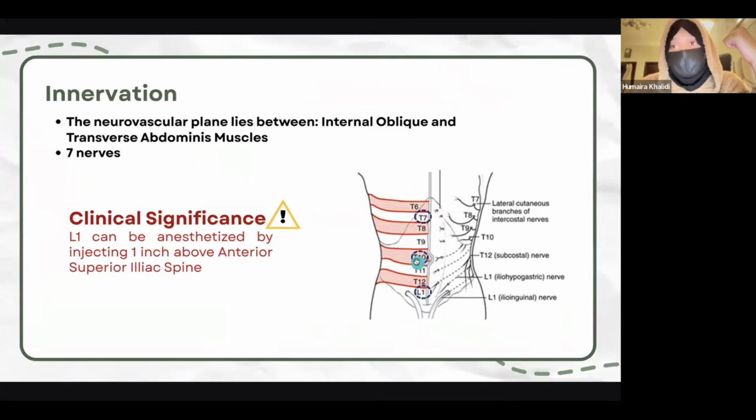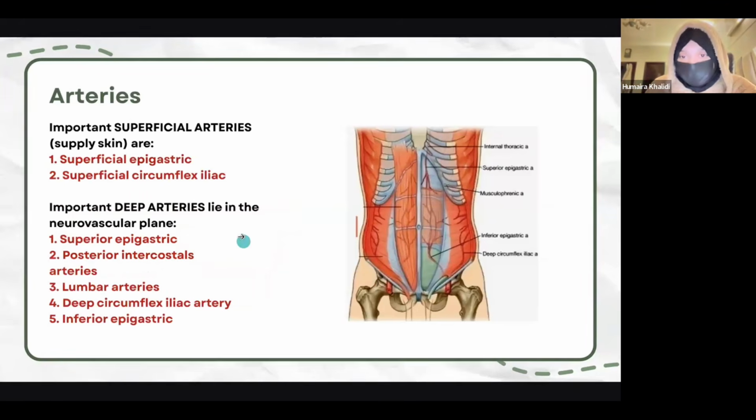Sometimes to treat the inguinal canal, you're going to need to anesthetize the L1 because that's how you're going to feel the pain. So to anesthetize it, you're going to have to inject 1 inch over it, which is near the anterior superior iliac spine. That's the marking for the L1 nerve or the ilioinguinal nerve, and you're going to go 1 inch above it and give the anesthesia there. Again, this is just memorization.